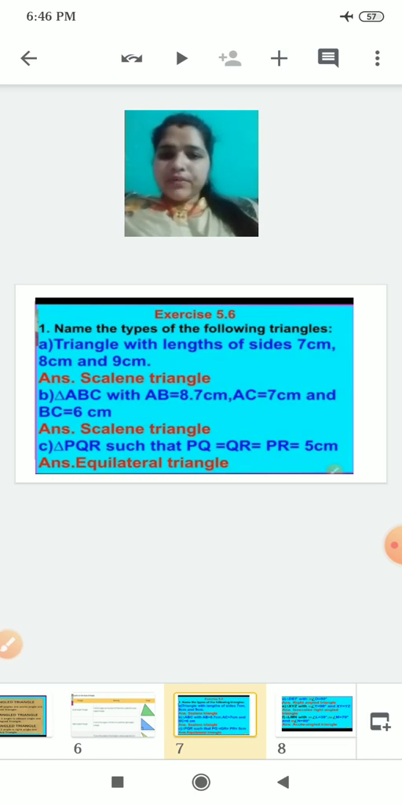Now next we have ABC is a triangle, AB 8.7 centimeter, AC 7 centimeter and BC 6 centimeter. All are different. In the same way it is a scalene triangle. In question number C we have PQ equals QR and QR equals PR. All are equal. It means it is 5 centimeter and all are equal. It means it is an equilateral triangle.